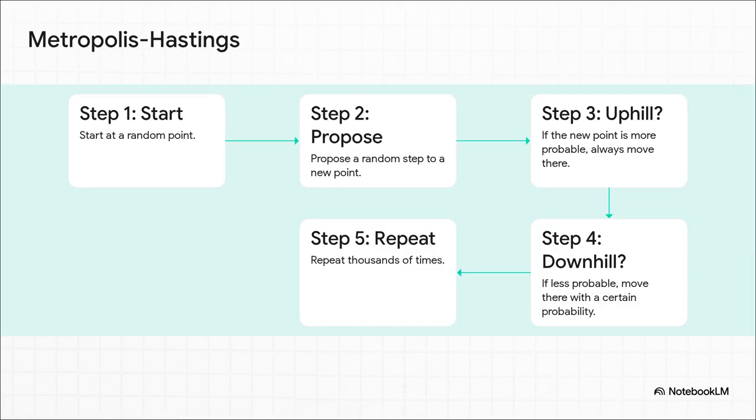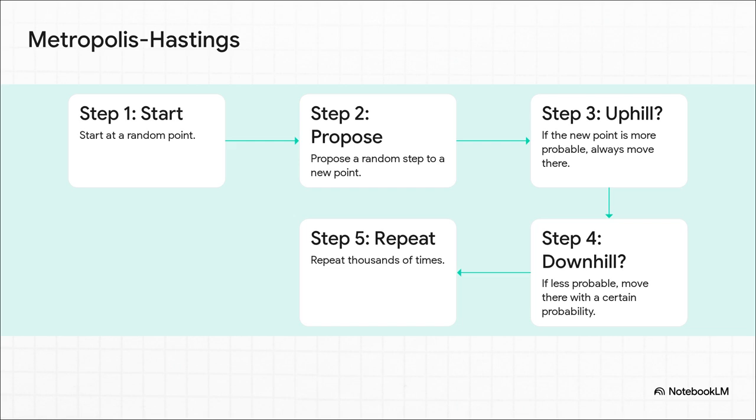So how does this thing actually work? Let's walk through one of the most famous MCMC algorithms. It's actually pretty simple. First, you start at a totally random point. Second, you propose taking a random step to a new point. Now, here's the clever bit. Third, if that new spot is uphill, meaning it's more probable, you always move there. But, and this is the really crucial part, if the new spot is downhill or less probable, you don't automatically reject it. You might still move there based on a certain probability.